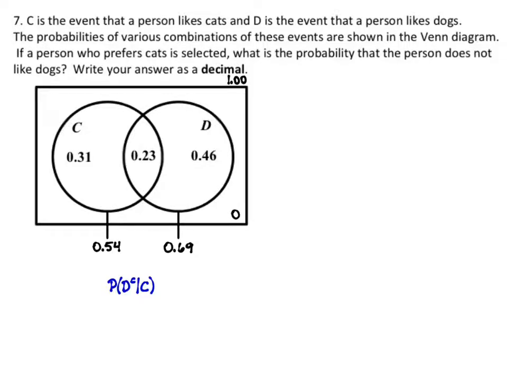Okay? So now, this is conditional probability. So that means our sample space is going to be the total cats, which is 0.54. And then we want the part of that which is not dogs. Well, the 0.23 is liking dogs. So it's going to be the 0.31 that does not like dogs. And then type that in our calculator. We end up with 0.574. And it said write it as a decimal, so we are done.